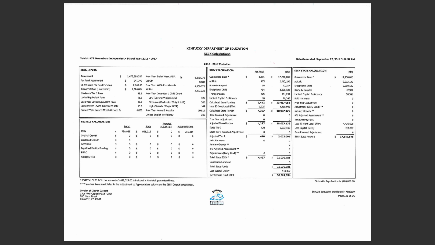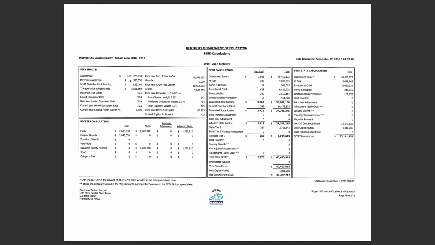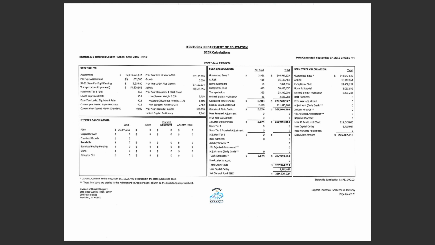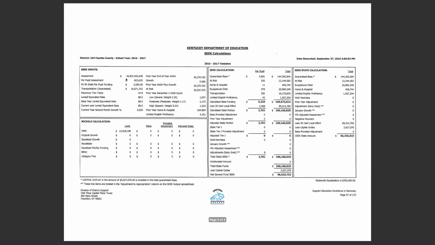We'll start with this far left box, and this far left box is the overall property assessment in the Owensboro Independent District. And you can see there's lots of numbers. 1.4 billion is the overall property assessments, and I'm going to shift between the districts. You can see Davis County's is 5.3 billion. Jefferson County's is over 70 billion, obviously a much larger district. And Fayette County's is almost 30 billion.